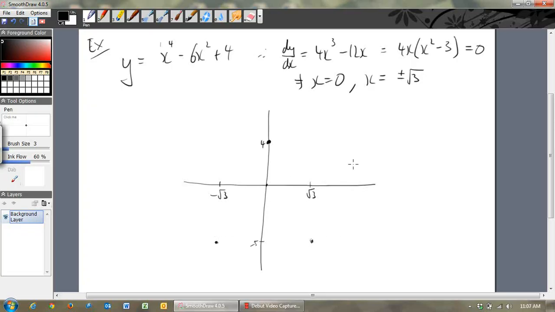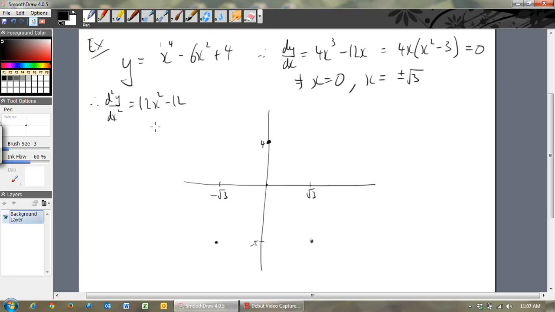So we've got some stationary points there. Now, let's find the second derivative. I was going to do it another way, but let's find the second derivative. d squared y over dx squared. Second derivative, you just take the derivative again. 3 times 4, so that's 12x squared minus 12.